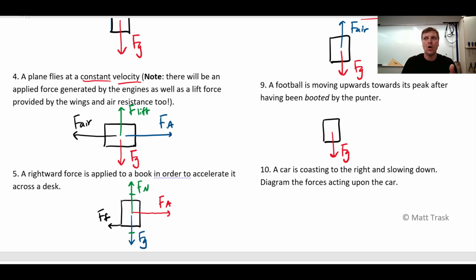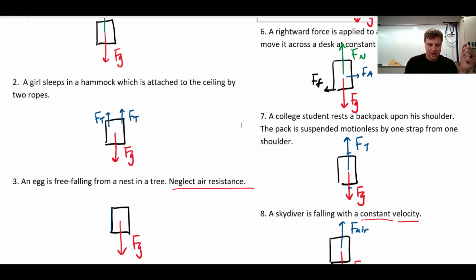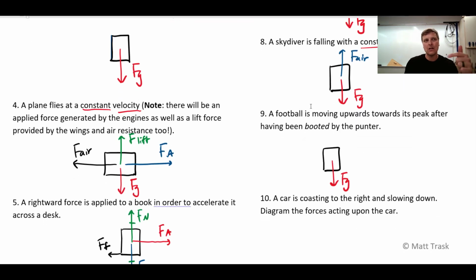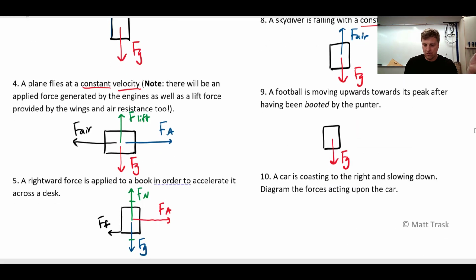Now the ball is still going upwards, but it's only going upwards because it has inertia. It was given velocity in the upwards direction. So in actual fact, this free body diagram is done. And make a note that number 9 is actually the exact same as number 3. So an egg falling down and a ball going up have the same free body diagram because they're both accelerating downwards, even though they're moving in different ways.